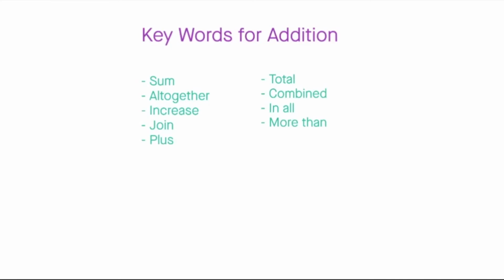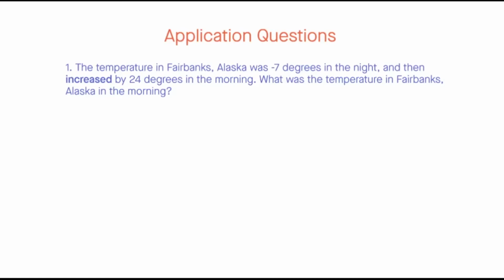So in word problems, there are words that hint that we have to do addition. Some examples of these words are sum, altogether, increase, join, plus, total, combined, in all, and more than. Okay, so now let's try some application questions. The temperature in Fairbanks, Alaska was negative 7 degrees in the night and then increased by 24 degrees in the morning. What was the temperature in Fairbanks, Alaska in the morning?